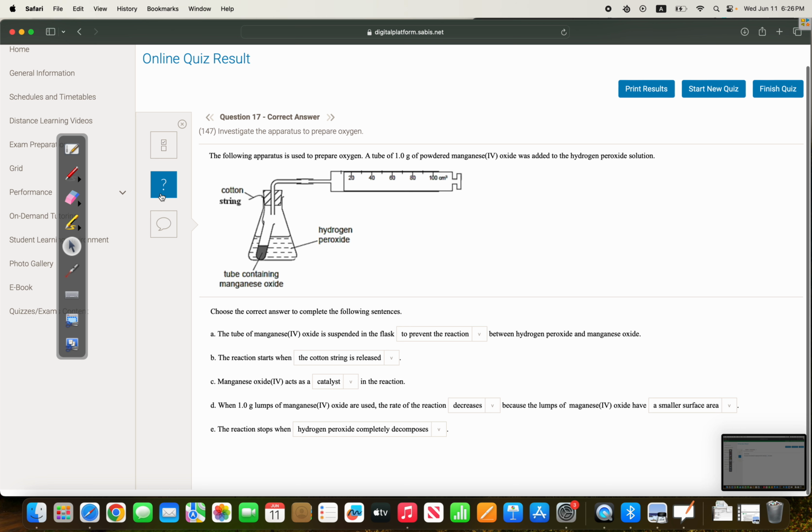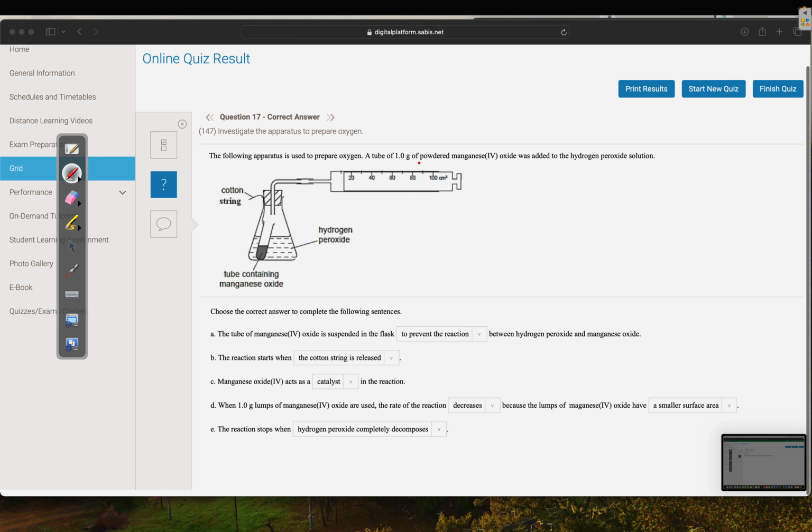When 1 gram lumps of manganese oxide are used, the rate of the reaction decreases, because here they said powdered. So if we use lumps, the surface area will decrease, meaning the rate of the reaction will decrease. The reaction stops when the hydrogen peroxide is completely consumed, or in general when the reactant is fully consumed.